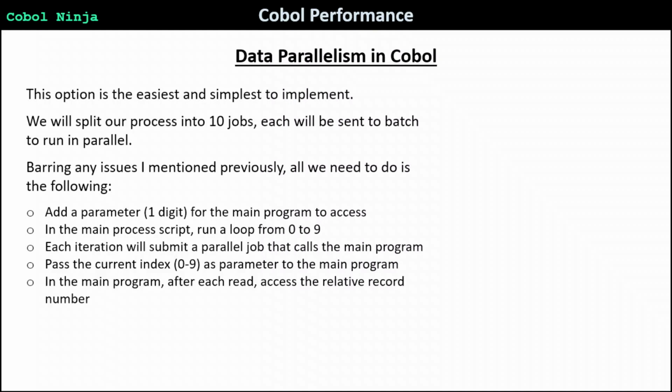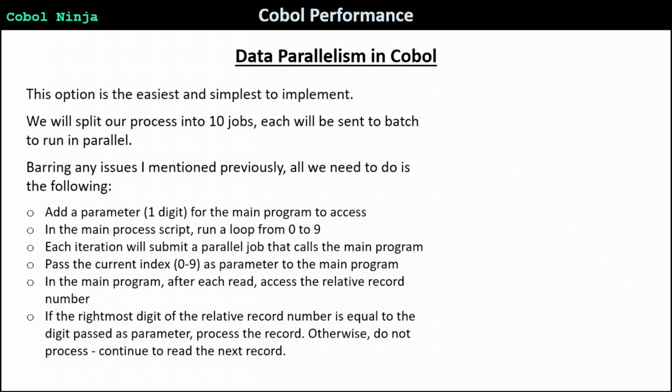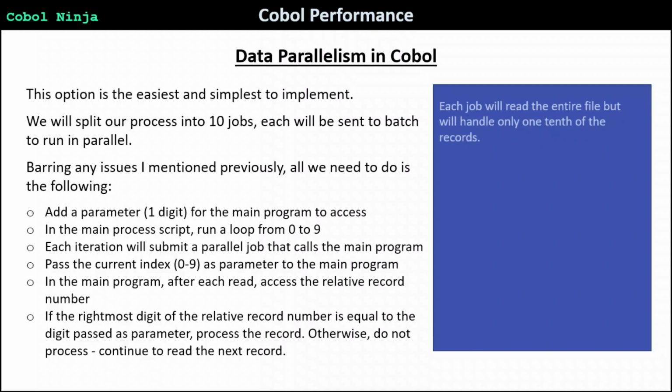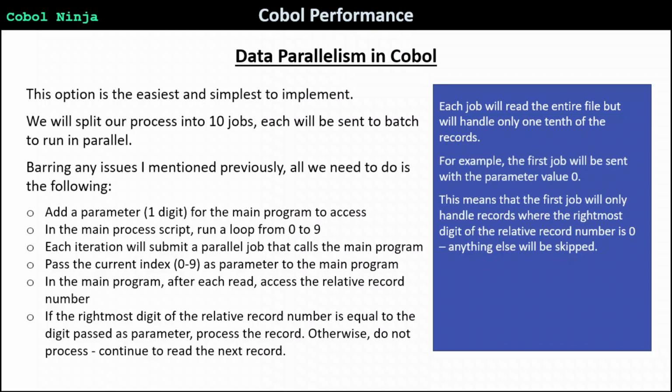In the main program, after each read, access the relative record number of that record we just read. If the rightmost digit of the relative record number is equal to the digit passed as parameter, process the record. Otherwise, do not process. Continue to read the next record. What this means is that each job will read the entire file, but will handle only 1/10 of the records. For example, the first job will be sent with the parameter value 0. This means that the first job will only handle records where the rightmost digit of the relative record number is 0. Anything else will be skipped.